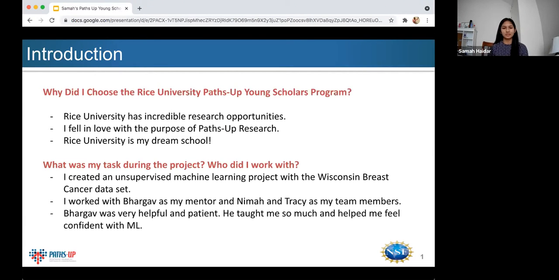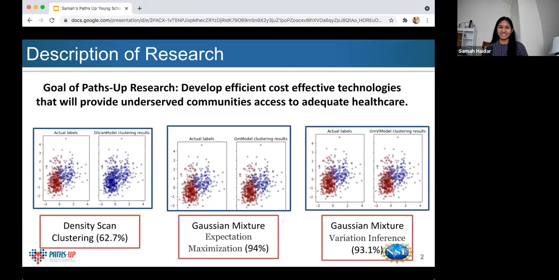So what was my task in this project? I created an unsupervised machine learning project with the Wisconsin breast cancer dataset. I was honored to work with Bhargav as my mentor and Nima and Tracy as my team members. Bhargav was incredibly helpful and patient. He taught me so much during this research process, and I will discuss that in a little bit.